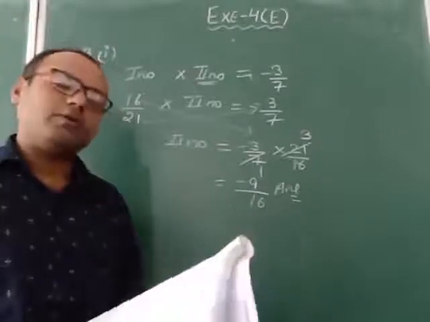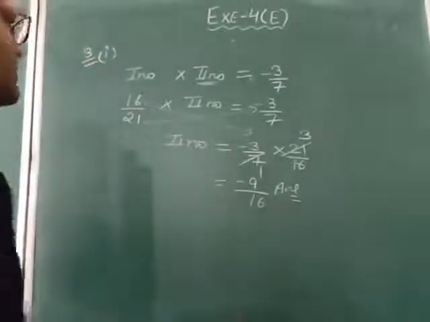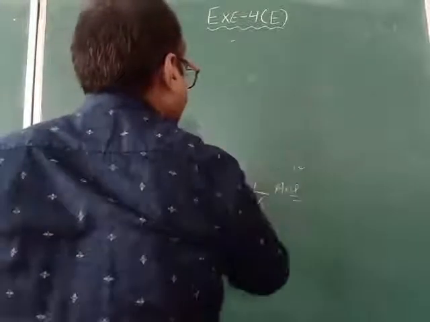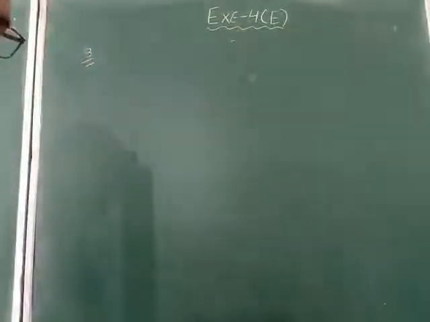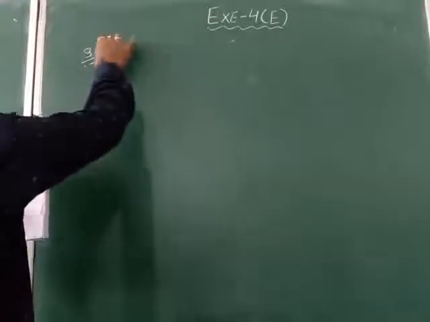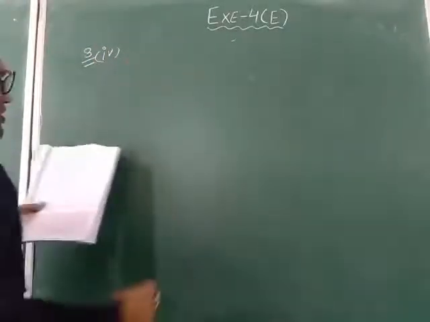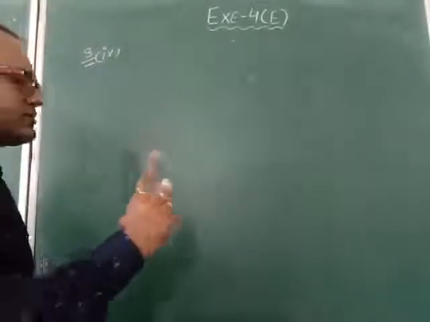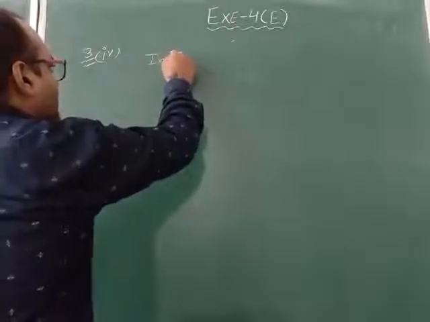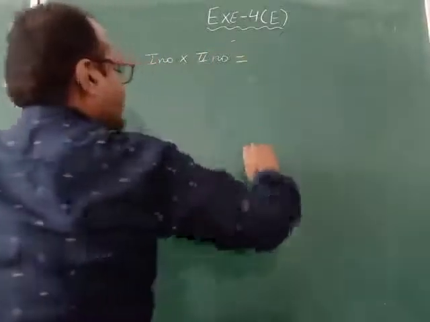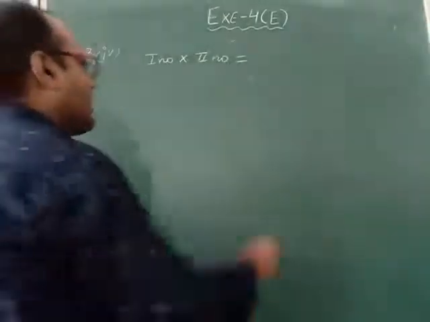Now see part number 4. Fourth part. The product of two rational numbers is 12. Same work we have to do. Product means multiply. So first rational number multiply second rational number. On multiplying these two numbers, the product, meaning the answer, is 12.